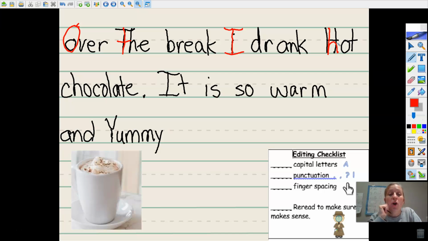It is so warm and yummy. Yummy has a capital letter, but it's not the beginning of my sentence, so I'm turning it into a lowercase. On the line, going underground. So I can check it off on my list. I've checked all my capital letters.